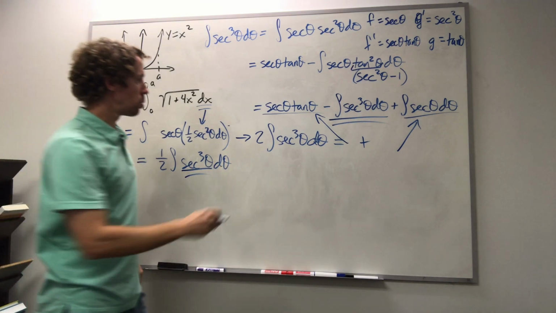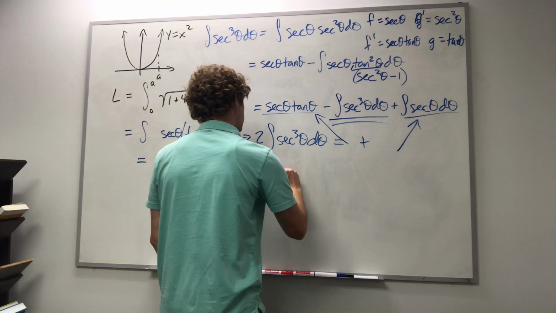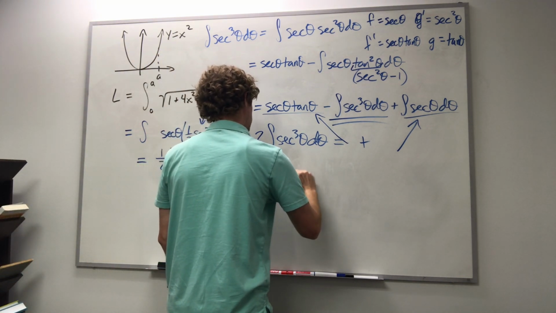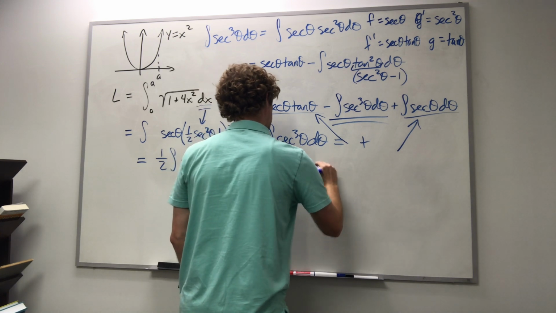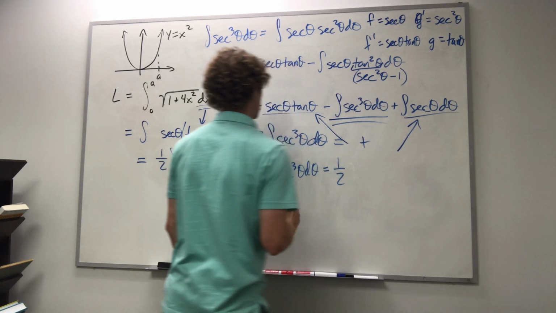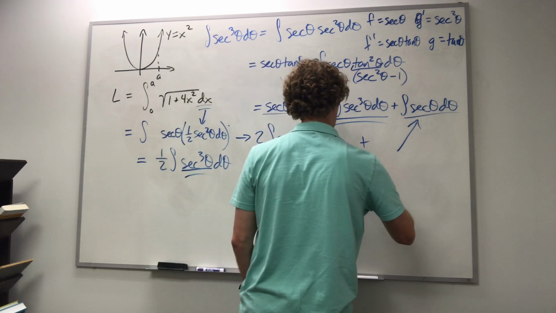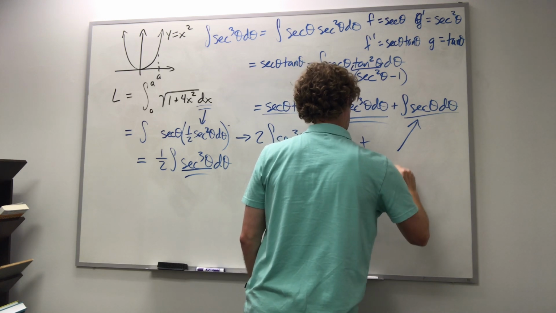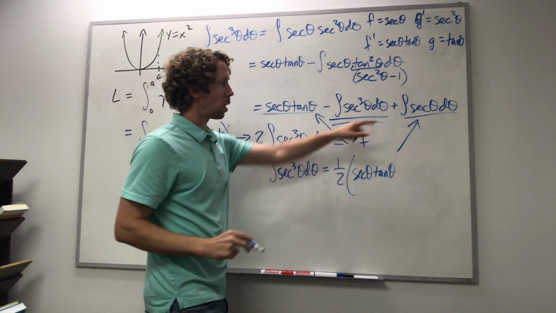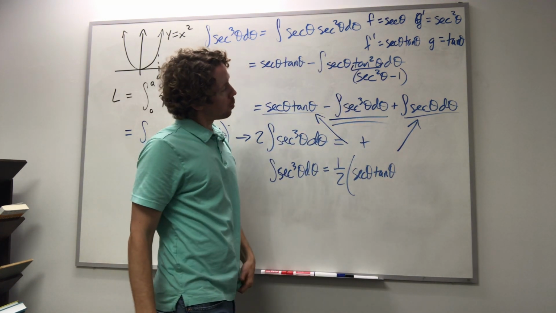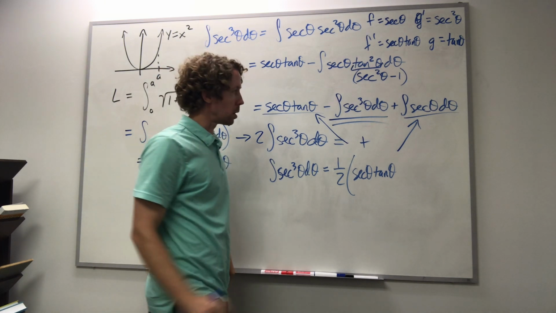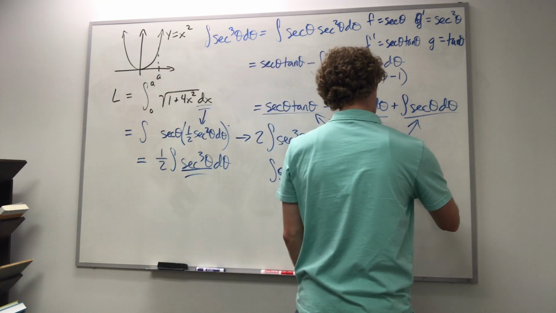Divide both sides by 2. This is, what is that? Natural log of secant theta plus tangent theta, absolute values.